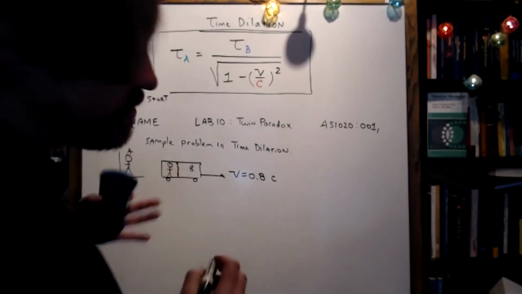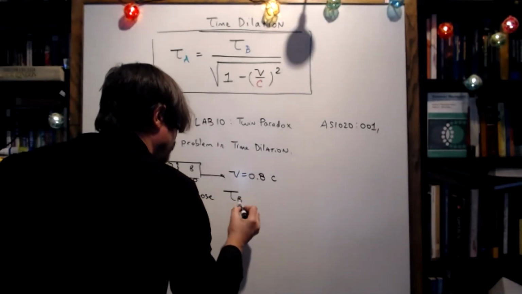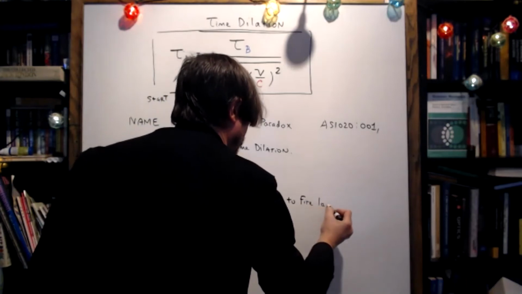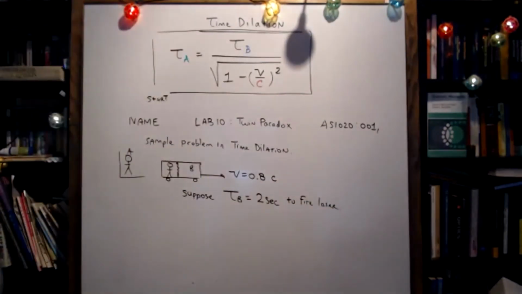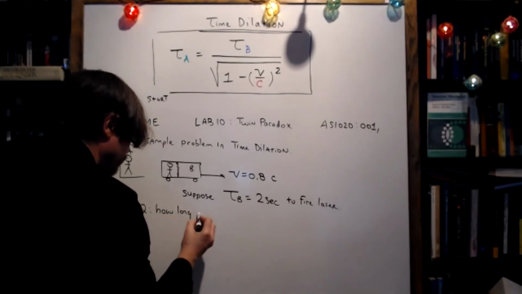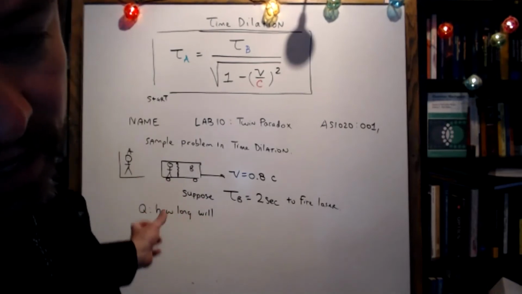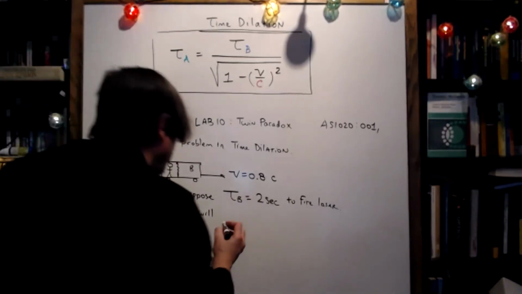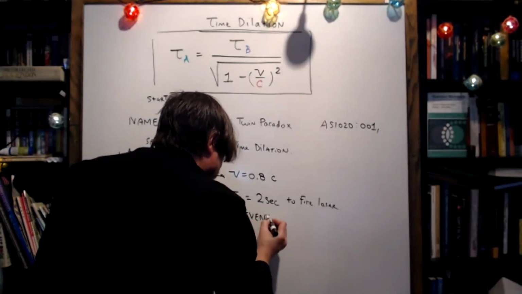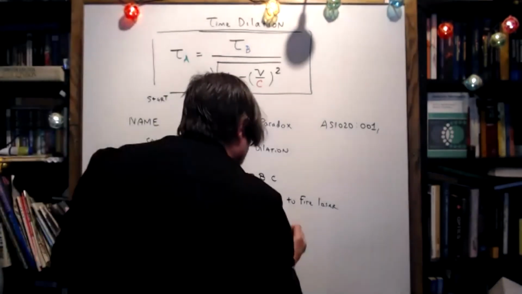Let's say firing a laser from the bottom to the top of the car is observed by observer B to take 2 seconds, okay? That's the time it takes for the laser to go from the bottom to the top of the car. We want to ask the question, and I'm going to use a charged set of vocabulary here. Instead of calling it the experiment, I'm going to say, how long will the event, and I want you to underline that because that is a charged phrase, how long will the event take according to A?